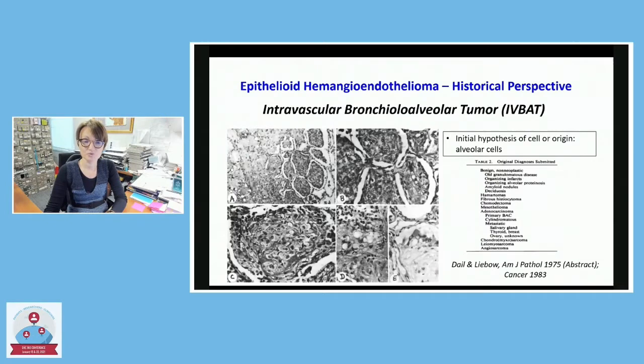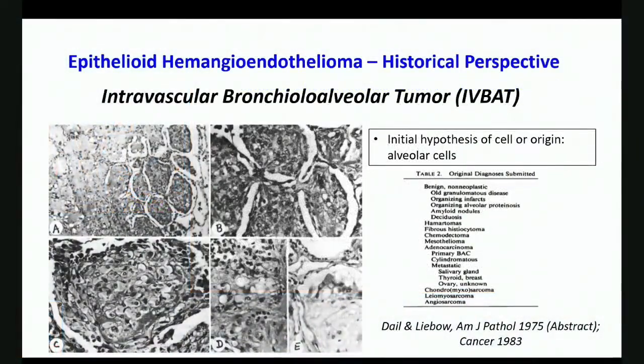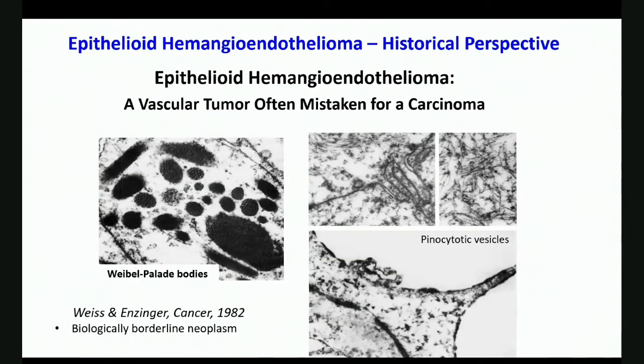EHE was first reported 25 years ago in an abstract by Dale and Lebo under the name of intravascular bronchoalveolar tumor, or IVBAT, and thought to represent an epithelial neoplasm of alveolar origin characterized by these plaques of tumor cells filling the alveolar spaces. Only 7 years later, Weiss and Enzinger used the name EHE, recognizing its ultrastructural features of endothelial lineage. They also further correctly acknowledged its intermediate behavior between benign hemangioma and high-grade angiosarcoma.